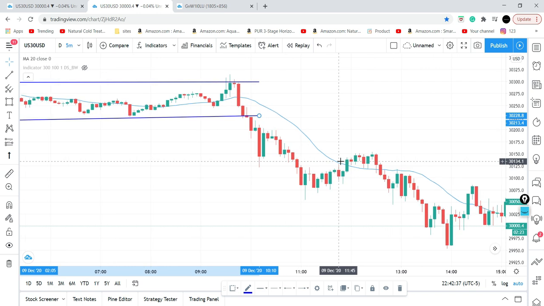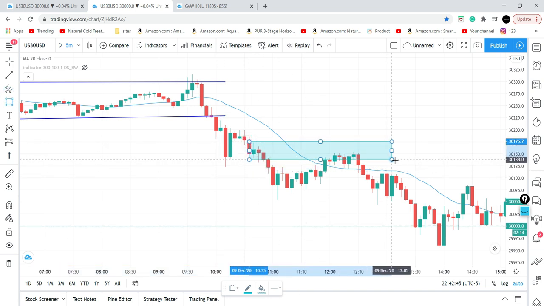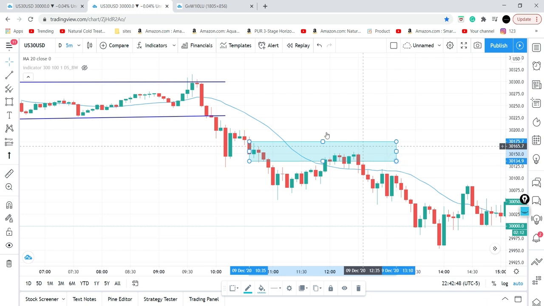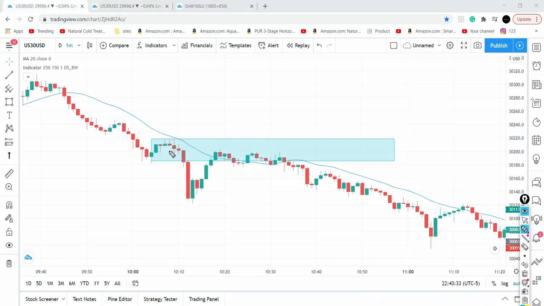So what do I see? I see aggressive selling right here. So we have a nice supply zone right here. And then I went to my 1 minute chart. So let me show you guys the 1 minute chart. So this is the 1 minute chart.